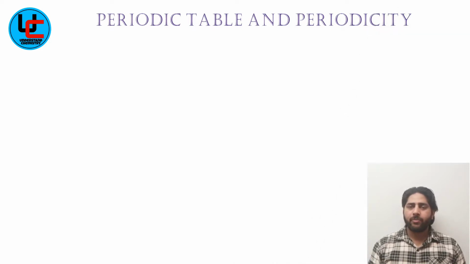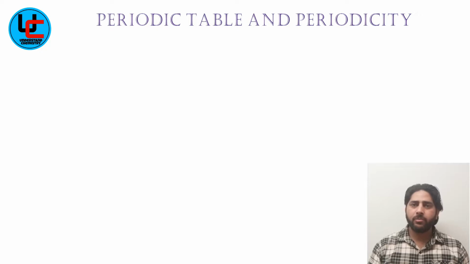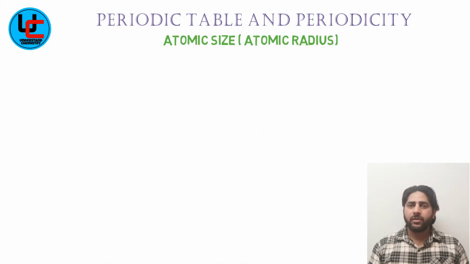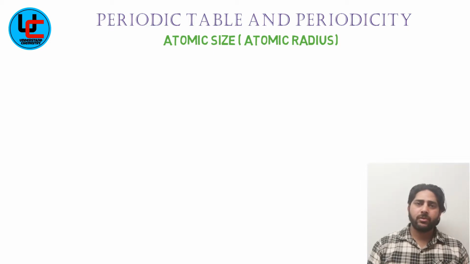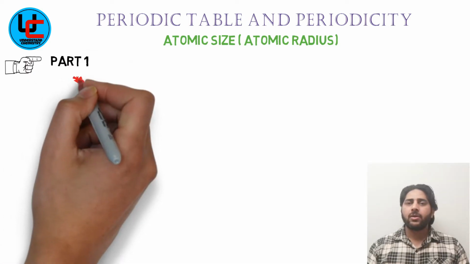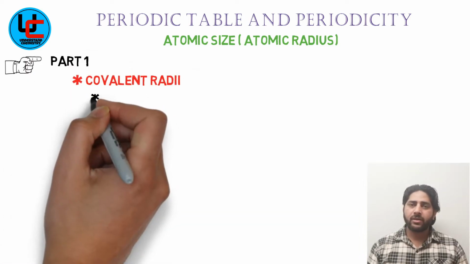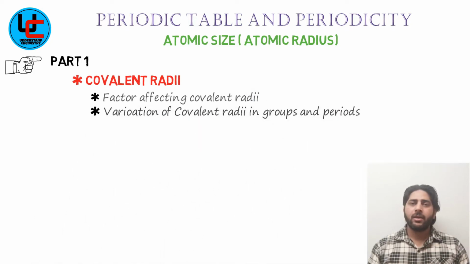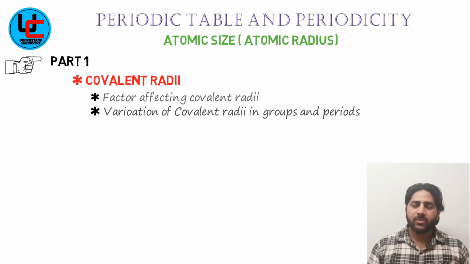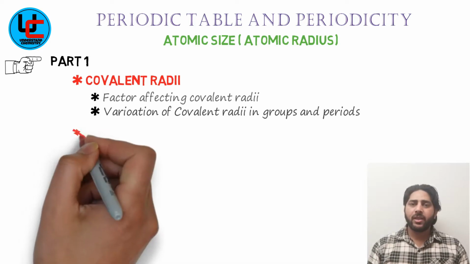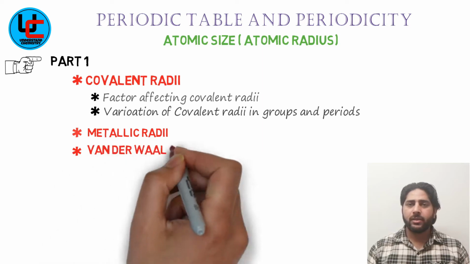In this episode, I am going to discuss a very fundamental property of atom, that is atomic size or atomic radius. I have covered this topic in two separate video clips. In the first part, I will discuss covalent radii, factors affecting covalent radii, and the variation of covalent radii in groups and periods. And later I will give you a brief introduction to metallic radii and van der Waals radii.